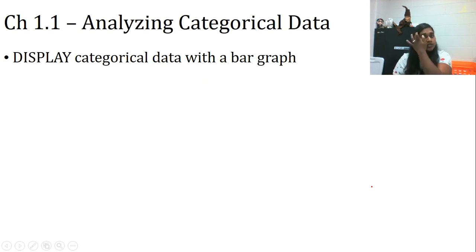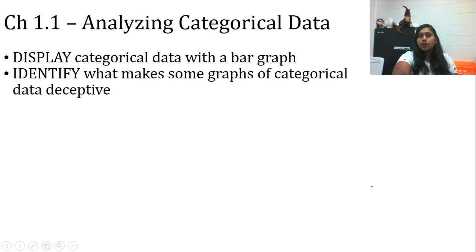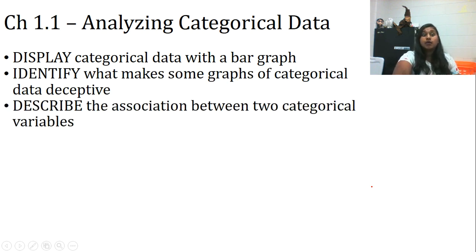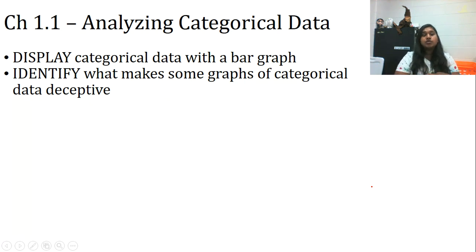So moving into the actual stuff we learned the past couple of weeks. Chapter 1.1, analyzing categorical data. This was kind of our easiest section. We did what was a bar graph. Why can categorical data be deceptive? It was a really good question. What makes a graph deceptive? And y'all saw a question like that on the quiz.